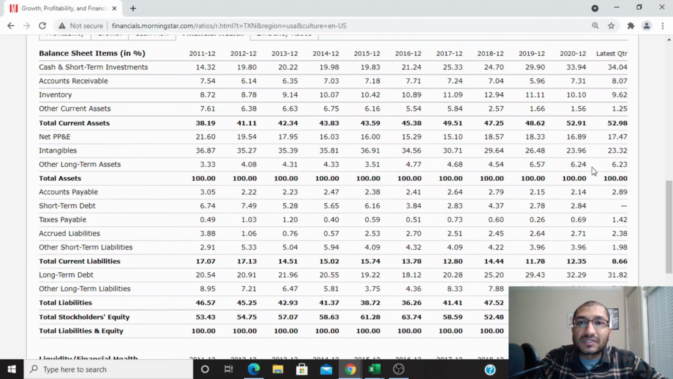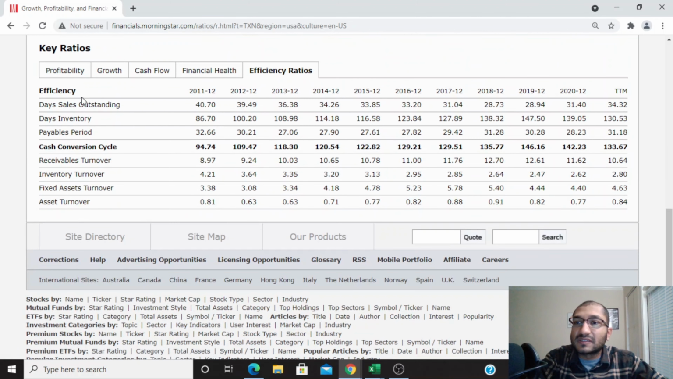Now let's look at the efficiency ratios. The first item on the list is the days sales outstanding. This number gives us an idea of how many days go by from the day TI recognizes its sale to the day it actually receives cash for that service rendered. Back in 2011, TI's days sales outstanding was about 40.7 days, and for the year 2020, it was about 31.4 days. Ideally, we want to see the company's days sales outstanding number to be staying steady or decreasing, and we can see that over the past few years, the company's days sales outstanding number has stayed fairly consistent.